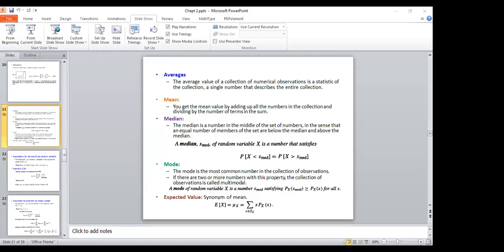screen. I think we were on this slide in the last class, isn't it? Yes. Okay. So let's start the class.